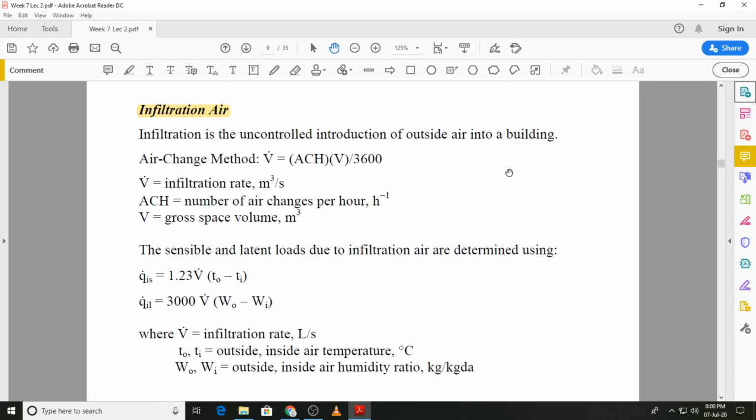Once we have got the value of the infiltration rate in meter cube per second, then we can calculate the load due to infiltration. Remember, there will be a sensible load as well as a latent load by the equations given to us. And you can see that in these equations, the volume flow rate that is used is in liters per second. So make sure the volume flow rate that you calculate using the air change method in meter cube per second is converted into liters per second, and then you can calculate the infiltration load, the sensible and the latent both. And in these equations, T naught and Ti again are the outside and inside air temperatures, W naught and Wi are the outside and inside humidity ratios, which you can read from the psychrometric chart given the inside and outside design conditions.